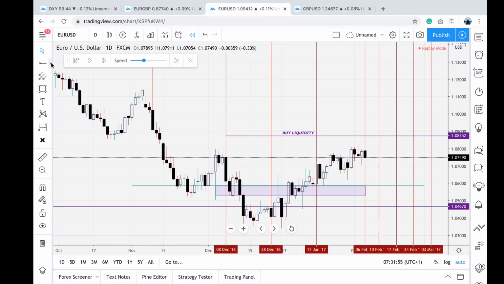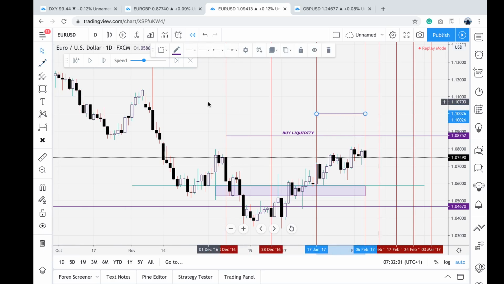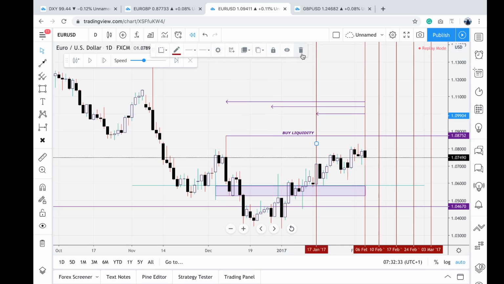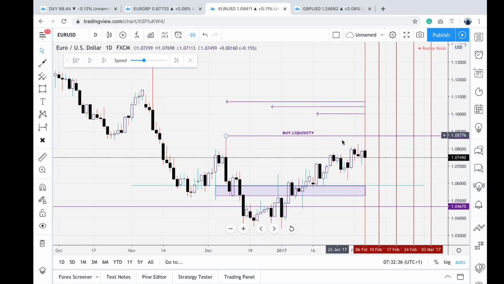So the next thing we want to do is pull up our arrow toolbar and, for 20-day, 40-day, and 60-day IPDA range. Okay, so 20-day, 40-day, 60-day IPDA range. So simply do this. All right, so we have a range to reference to the upside.